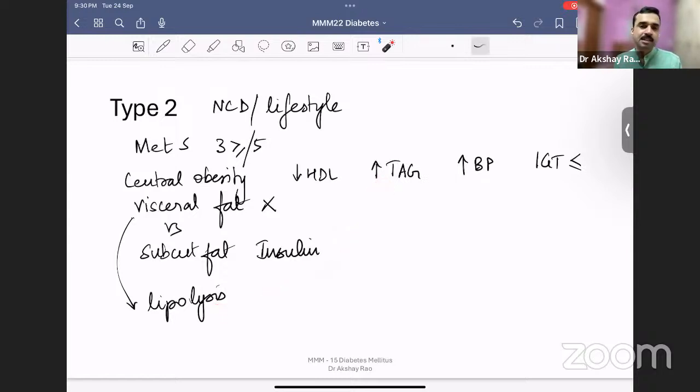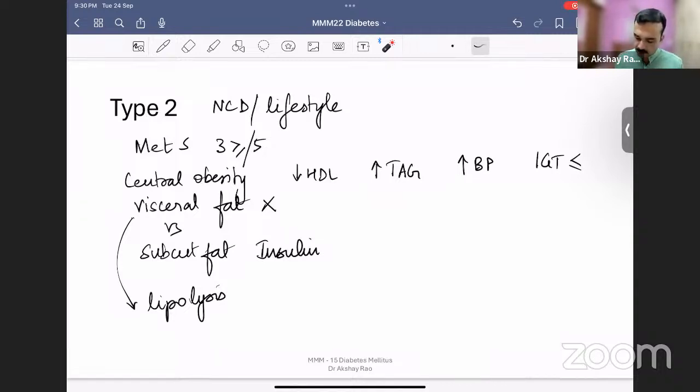Like I said, in general health checkups, patients or relatives or neighbors will come and show you their report showing that the triglyceride levels have gone up. Why has it gone up? It's because they are having central obesity, visceral obesity. It is not listening to insulin. It is breaking down and producing a lot of triglycerides.